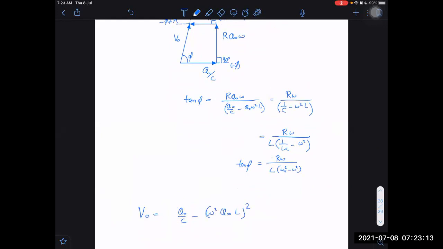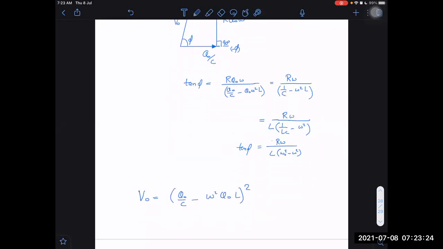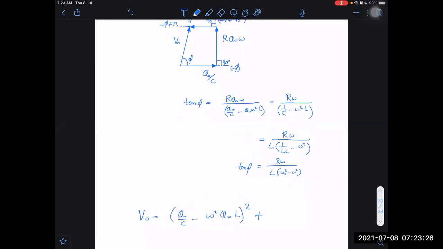No, not this. Not L. This whole square, I think, right? Yes. Because this vector minus this, then it will be this much only, whole square, (R Q naught plus omega) whole square, plus this one here. This one is becoming R into Q naught omega whole square, and then we are getting V naught square.